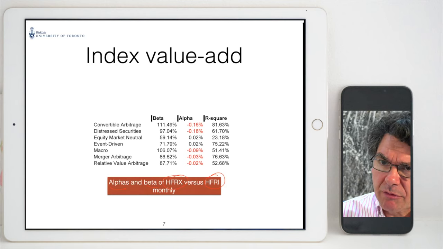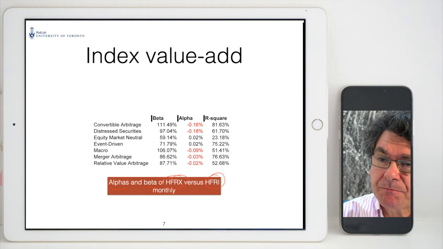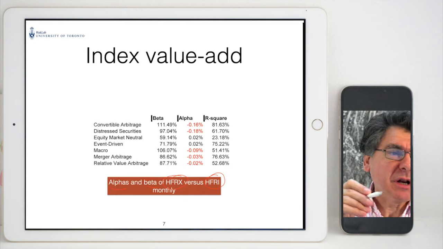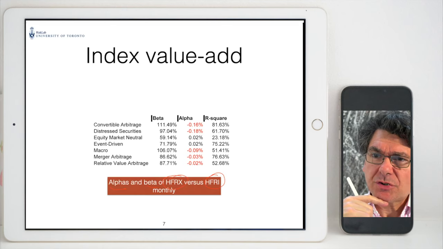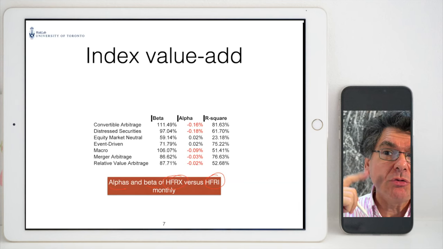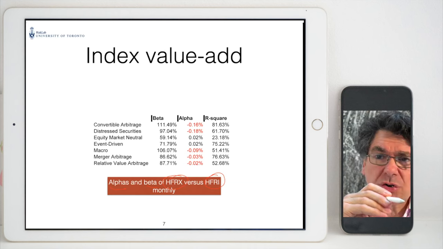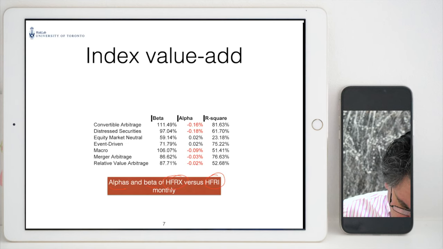So we saw linear regression a few weeks ago, okay? And I think it was very clear that you already had seen it. Now, when we use linear regression in this particular example, we get some answers, and I want to explain what these answers mean. Again, I need you to pay attention because your assignments will actually ask you to do the same thing. Okay? So let's look at the first one, convertible arbitrage.